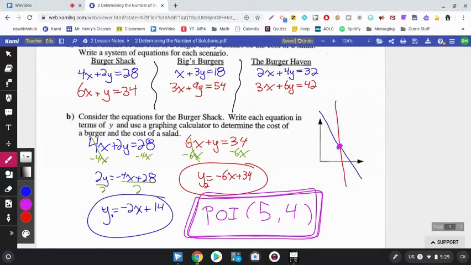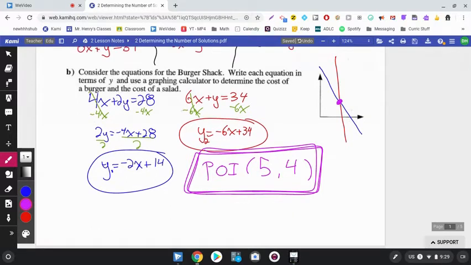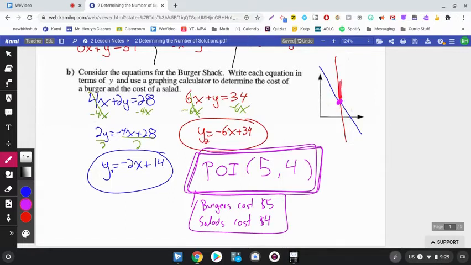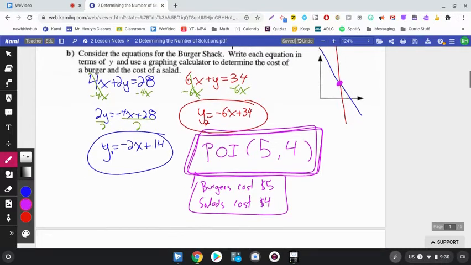I know the burger was x, so maybe I can make a little statement. Burgers cost $5. Salads cost $4. At the end of this unit, we're going to look at word problems and context, and we'll actually write sentences. For this one, I had my two equations. There were two different lines. Find where they cross. This is the point that satisfies both of the lines, so it's the solution. Okay. Let's jump to the next one.